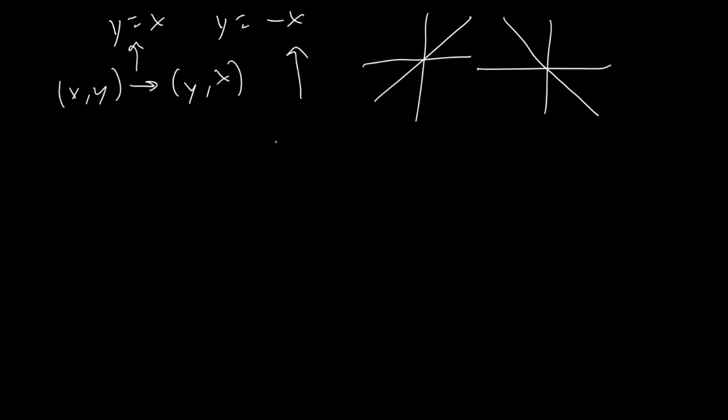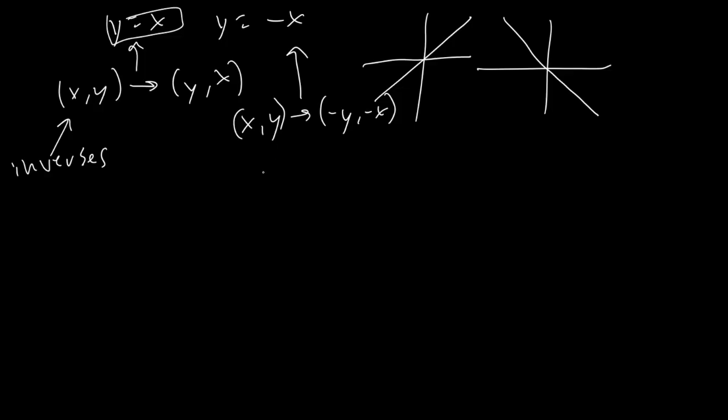Similarly, for y equals negative x, it's basically the same thing. The point x comma y would be negative y comma negative x on the reflected function. This is used actually in things called inverses, which you will learn about later, because an inverse is basically just a reflection across y equals x.